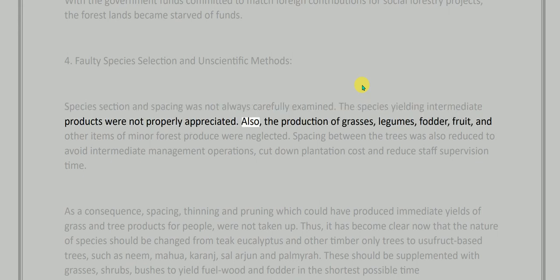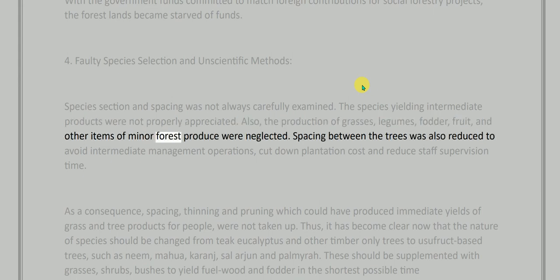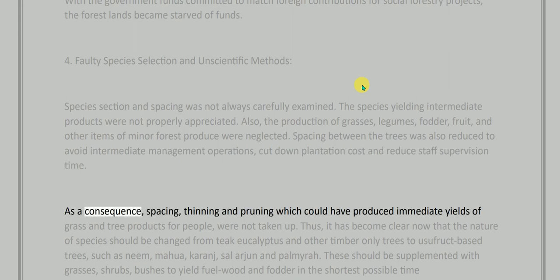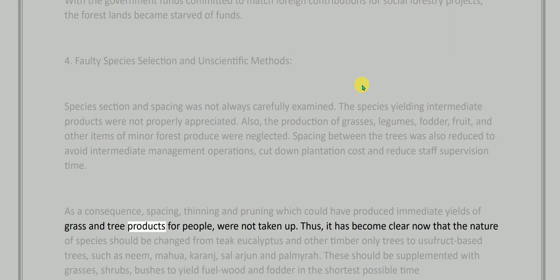Also, the production of grasses, legumes, fodder, fruit, and other items of minor forest produce were neglected. Spacing between the trees was also reduced to avoid intermediate management operations, cut down plantation cost, and reduce staff supervision time. As a consequence, spacing, thinning and pruning, which could have produced immediate yields of grass and tree products for people, were not taken up.